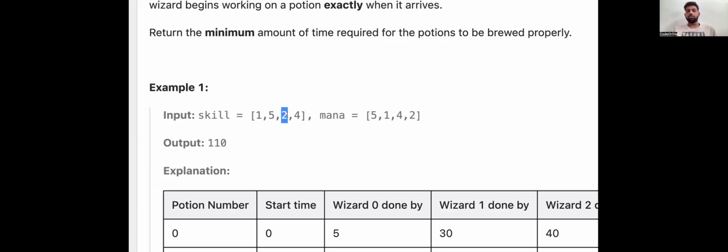Now we come to 2. 2 will take 2 into 5, 10 units of time, and 30 units of time has already been utilized. So 30 plus 10, 40. Similarly, 4 into 5, 20, 40 plus 20, 60. So in 60 units of time, this particular mana zero will be processed. And the problem is that we have more such manas.